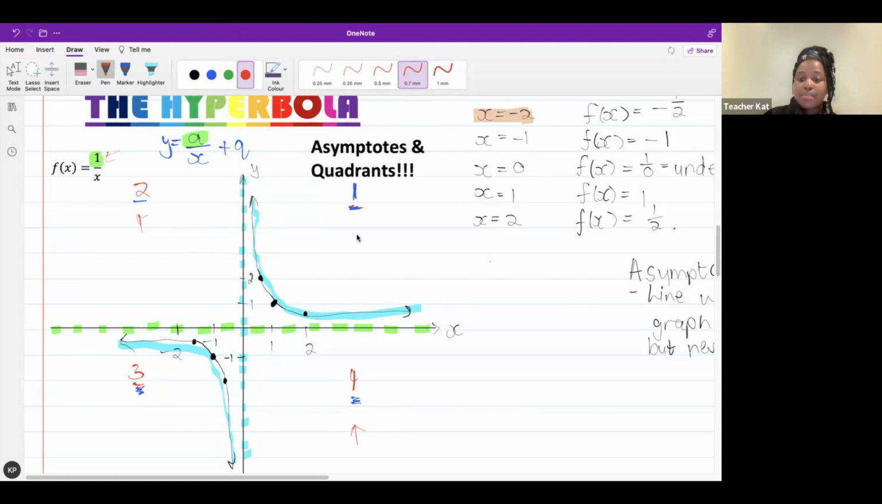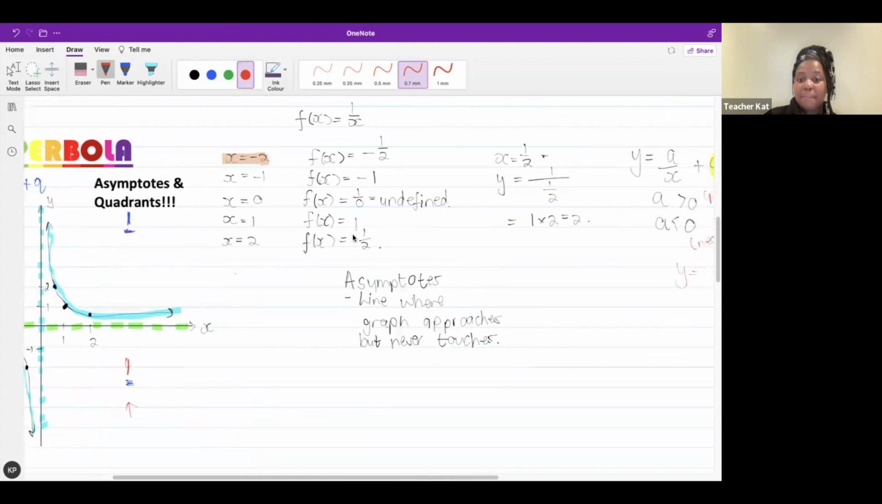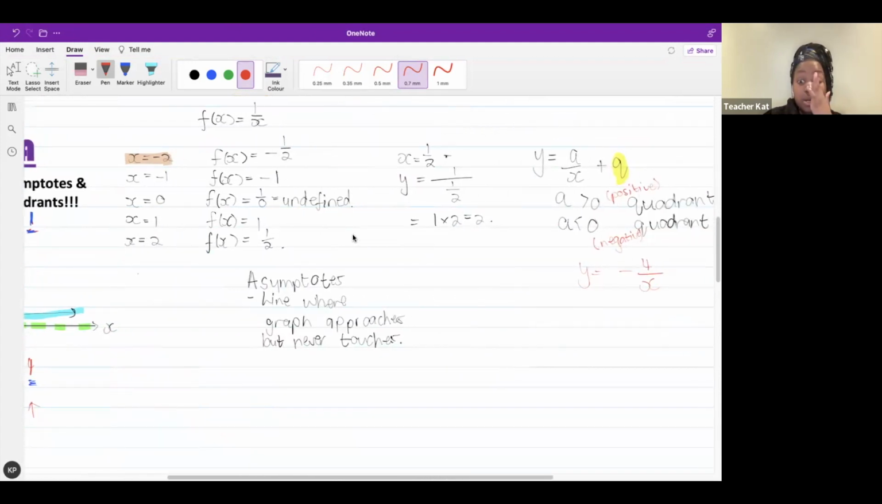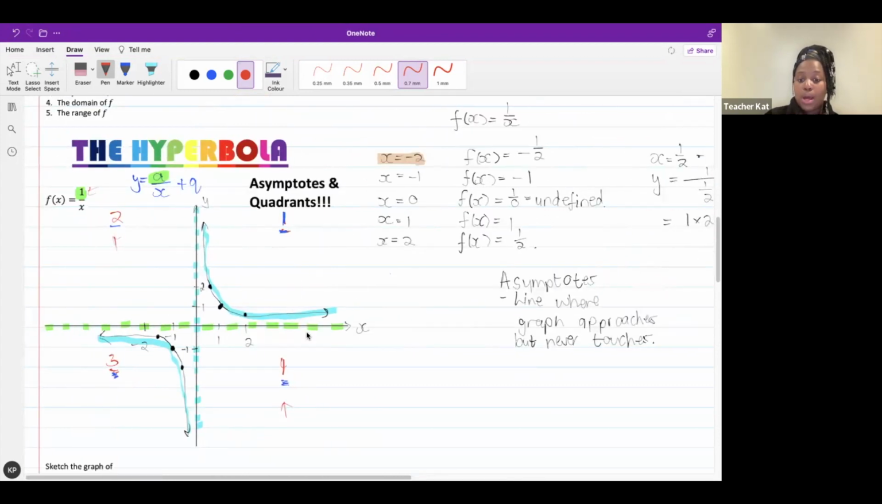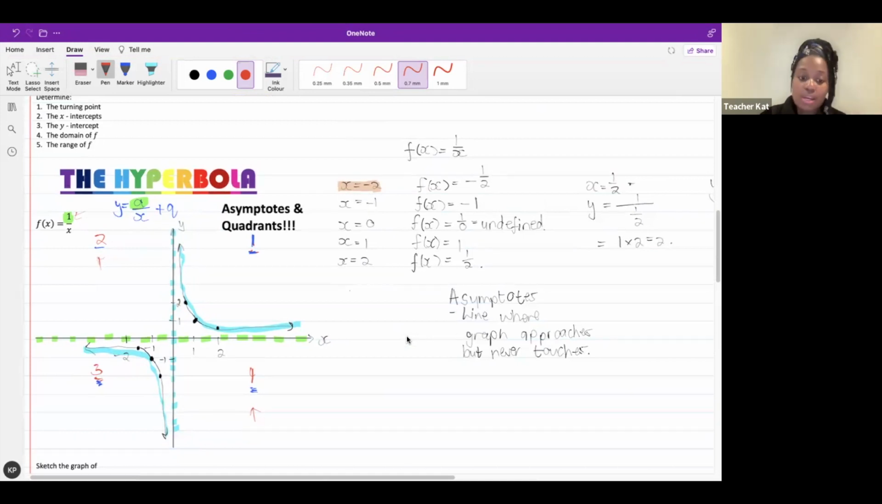Can we have another thumbs up, thumbs down? I didn't see it because I was helping Princess. What do you guys think? Another thumbs up, thumbs down on the hyperbola. Obviously, you're not going to remember everything, especially if this is the first time you encounter this graph. But do you at least understand what I have said? That's what I want to know. Just give me a thumbs up, thumbs down on that.